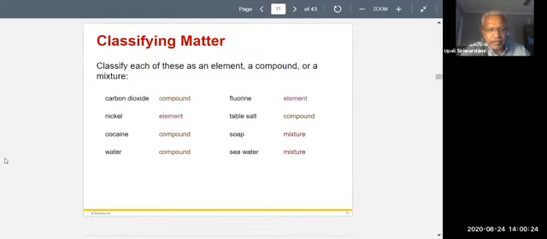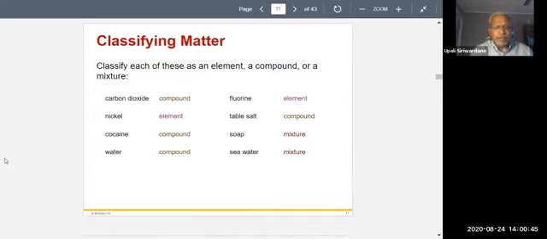So, there are ionic compounds and molecular compounds. Ionic compounds have ions, like sodium chloride. Sodium ions and chloride ions. Nickel is an element because it's a pure metal consisting of nickel atoms. Cocaine is a compound.